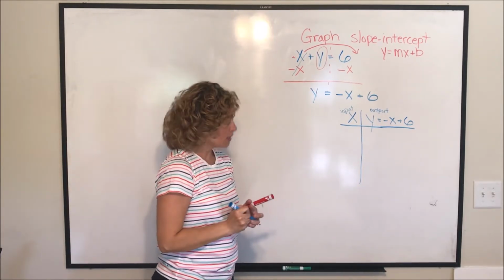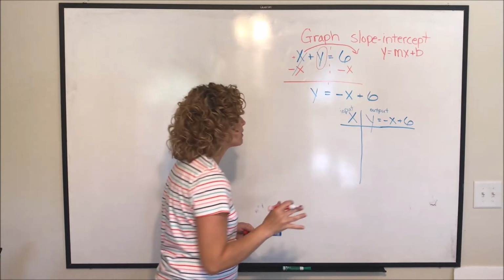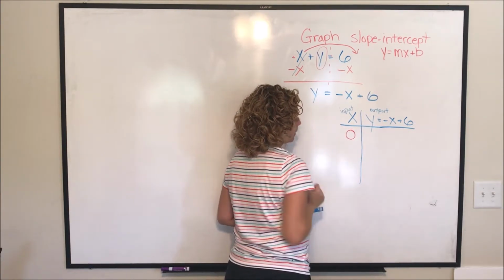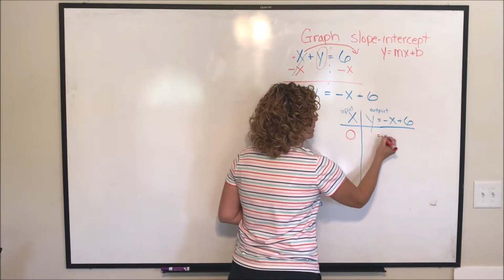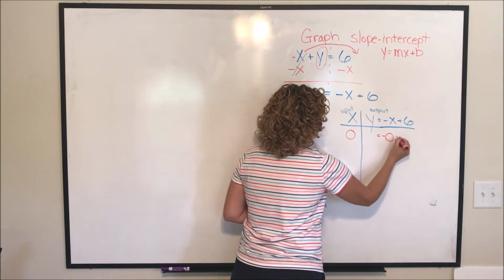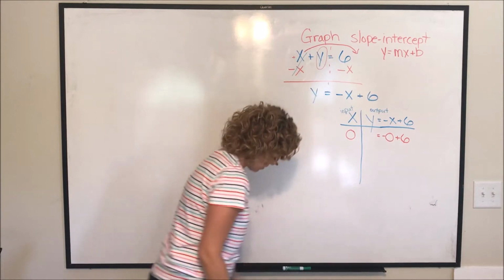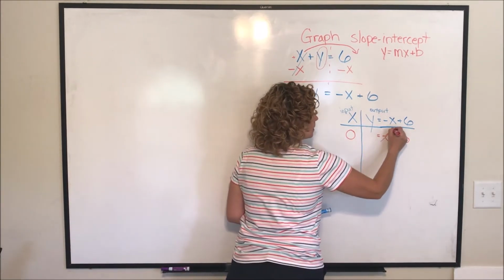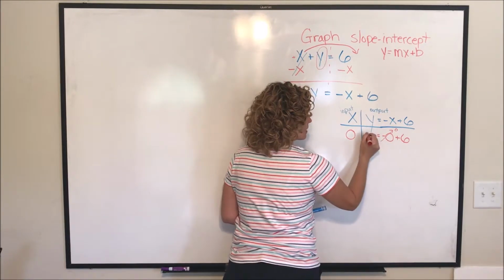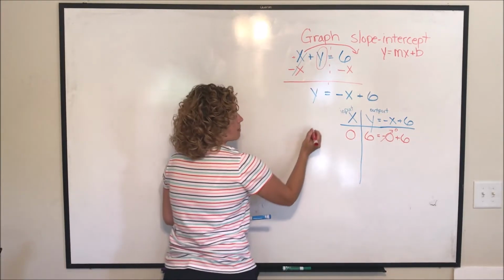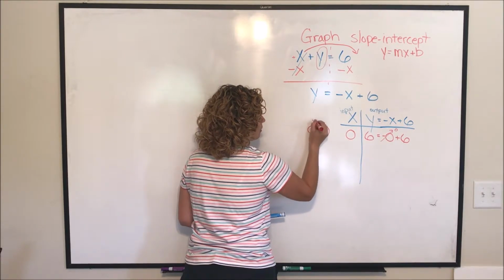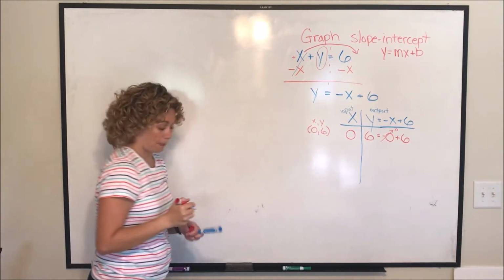Now, the first point that I always put, the first x I always choose is 0. When I put in 0, I get negative 0 plus 6. Well, negative 0 is just 0. So 0 plus 6 is 6. That gives me an ordered pair of (0, 6). Don't forget, it's x comma y.